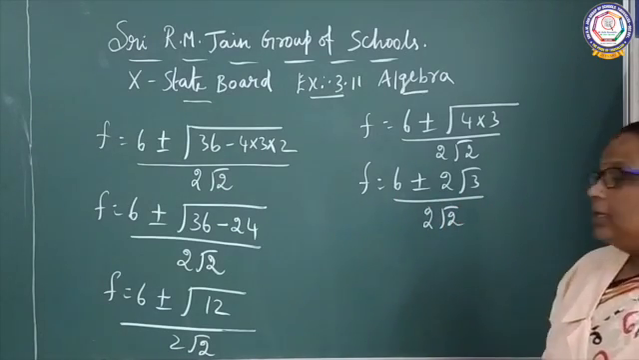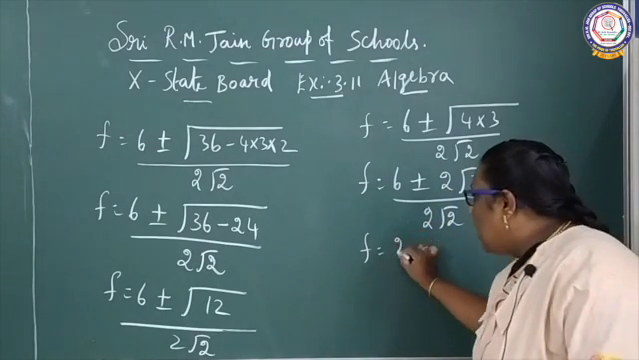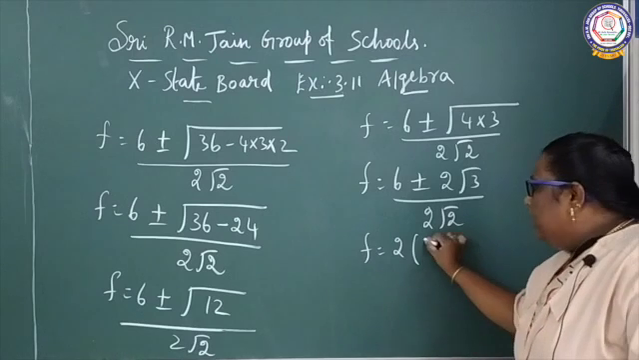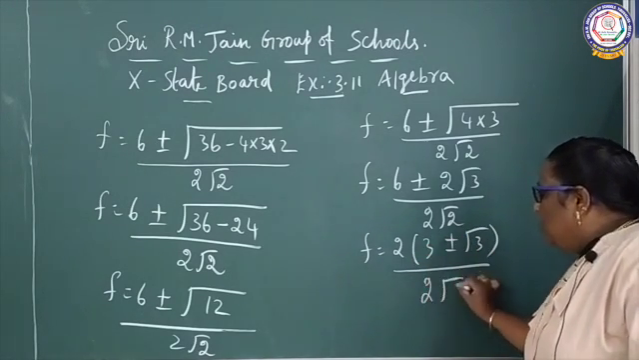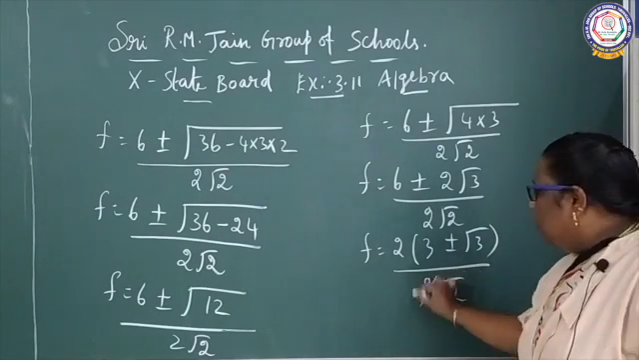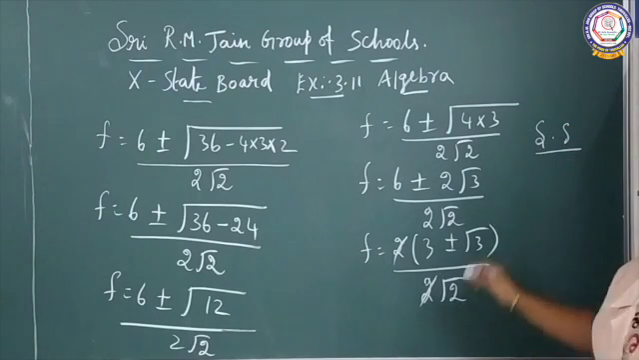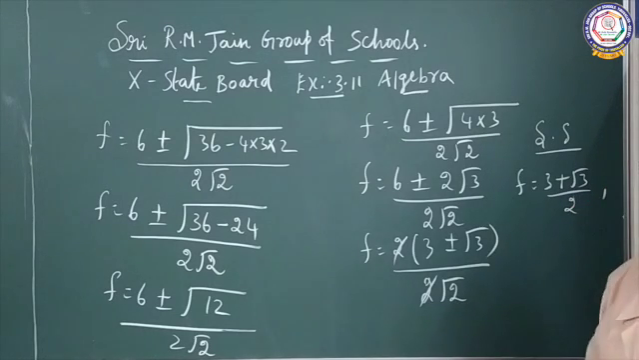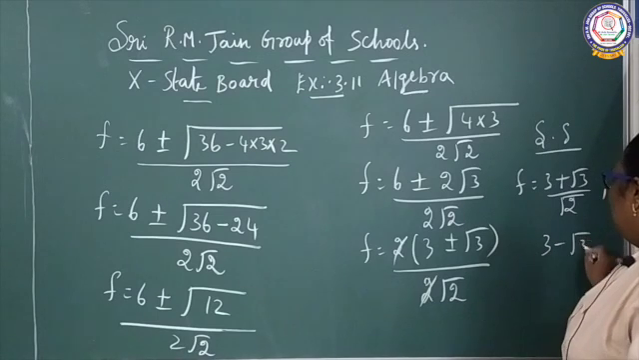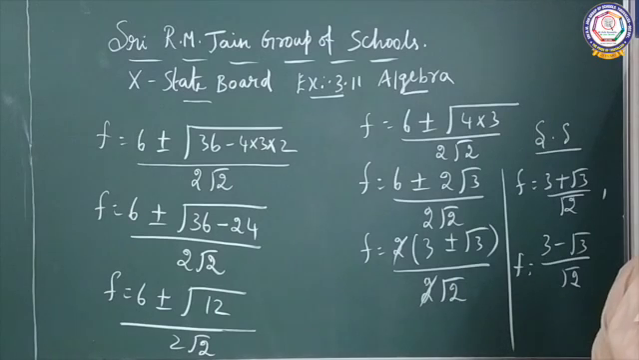So f equal to, 2 is common, a multiple of 2, I can take it out. What is the remaining thing left? 3 plus or minus root 3 by 2 root 2. 2 gets cancelled. What is the solution set here? Solution set is f equal to 3 plus root 3 by root 2 comma 3 minus root 3 by root 2.